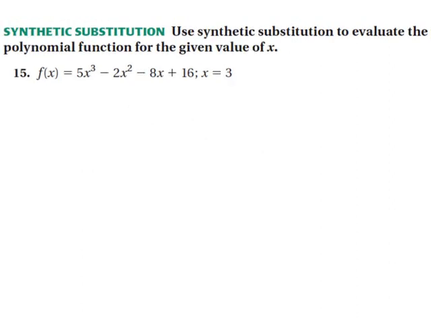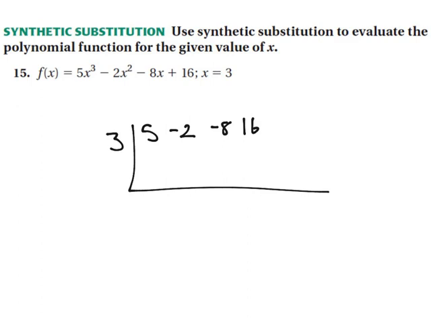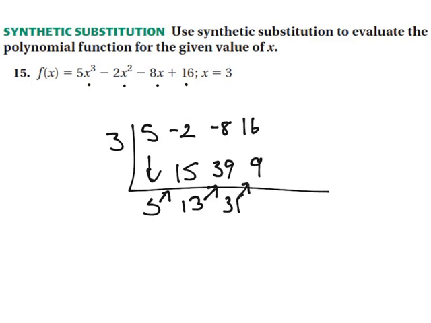Now we're going to do synthetic here. We got 3, then 5, negative 2, negative 8, 16. We do not have to add a spacer because all of them follow in order: 3, 2, 1, 0. Drop that, you get 5. Multiply, you get 15. Add, you get 13. Multiply, you get 39. Add, and you get 31. Multiply, you get 93. Add, and you get 119. And that is your answer. f of 3 equals 119.